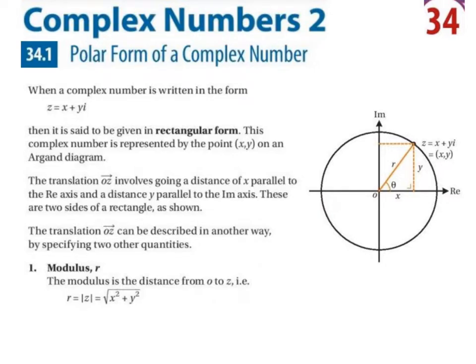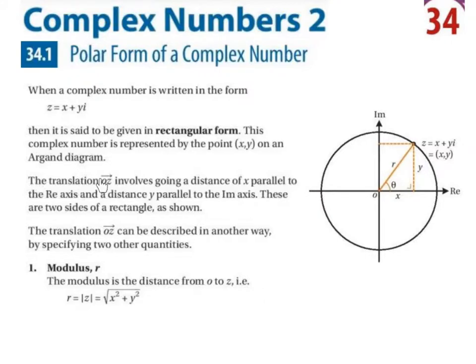Complex numbers. Polar form of a complex number. When a complex number is written in the form of z equals x plus yi, then it is said to be given in rectangular form. This complex number is represented by the point (x, y) on an Argand diagram. So there is the point (x, y), or we could call it the complex number z, which is equal to x plus yi. So x on the real axis, y on the imaginary axis.